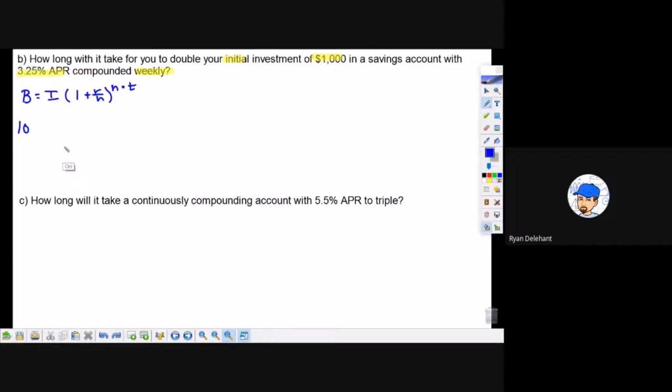I'm sorry, I put it in the wrong spot. Our initial is 1,000. 1 plus, I got to take our rate, move the decimal place, so it's 0.0325. You got to write all of that in there. We're compounded weekly, so how many weeks are in a year? That is 52. And then this is going to be 52 times T. So we took care of the 1,000, we took care of the percentage, the weekly, but we're missing something. What's B?